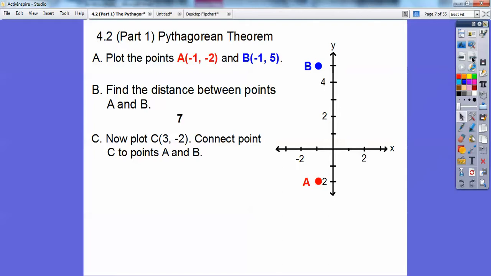So now we're going to plot (3, -2) and connect that point, C, to points A and B. This means I'm going to go to the right 3, so go over here 1, 2, 3, and then go down 2 because it's negative, 1, 2. Remember, the first number tells me go left or right, and the second number tells me go up or down. So there's C right there. So we've done that. Now we're going to connect them. So there it is connected right there.